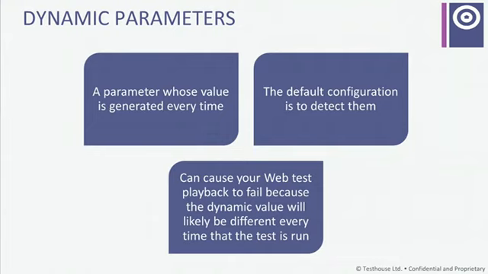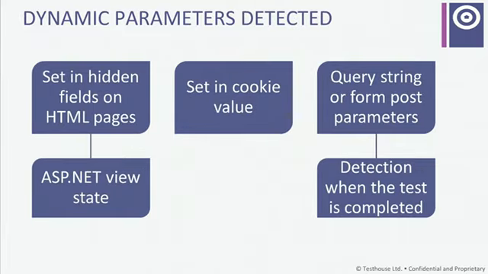So it's one of the trickier parts of web performance testing. As I say, the system tries to detect automatically some of these parameters for you, but you almost definitely have to detect some of them yourself. So what dynamic parameters are detected for you? You've got some hidden fields on the HTML pages, some ASP.NET view states. If you understand how websites work, then you know that some of these have to be dealt with.